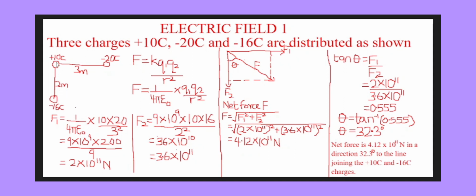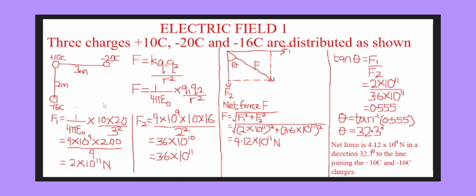The distance between the plus 10 Coulomb charge and the minus 20 Coulomb charge is 3 meters. The distance between the plus 10 Coulomb charge and the minus 16 Coulomb charge is 2 meters. Now, we are to find the resultant force acting on the plus 10 Coulomb charge.